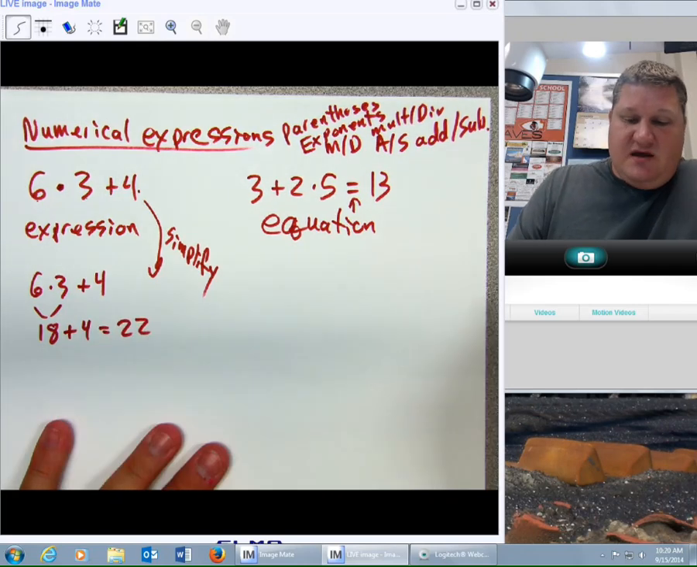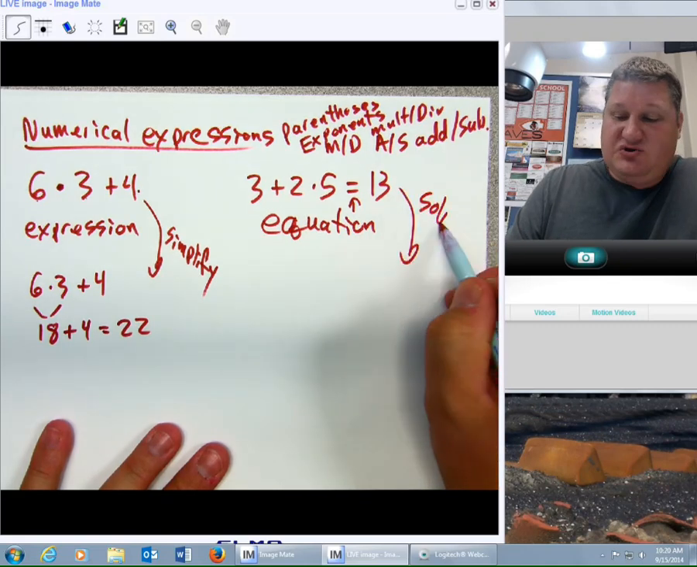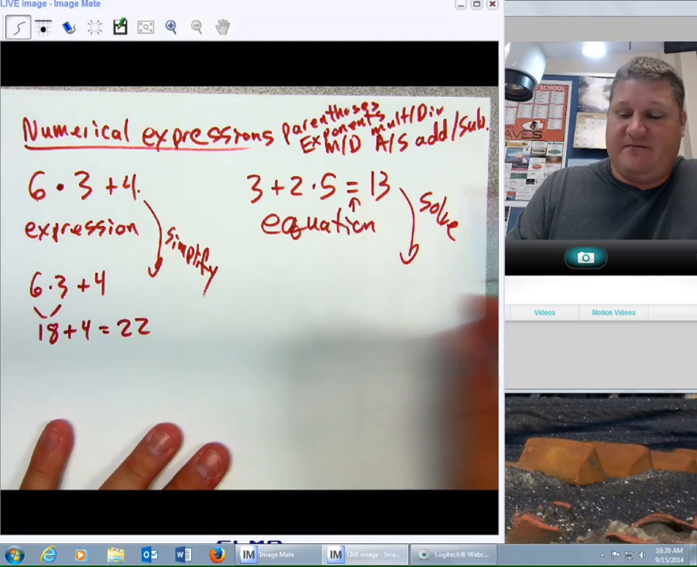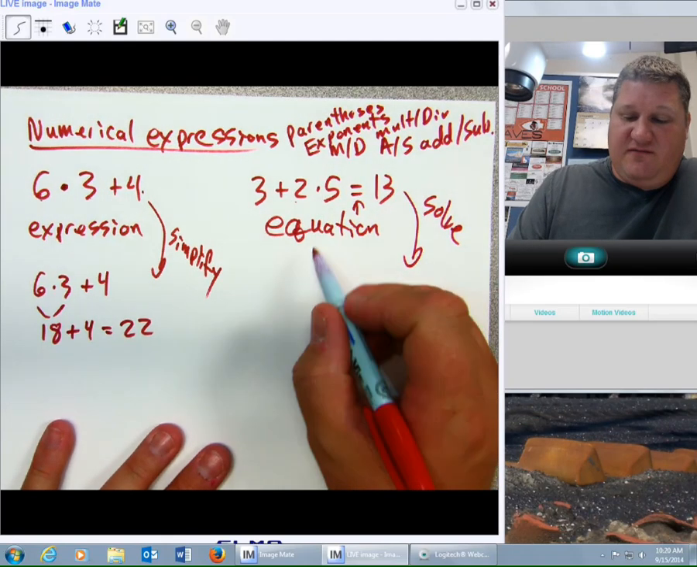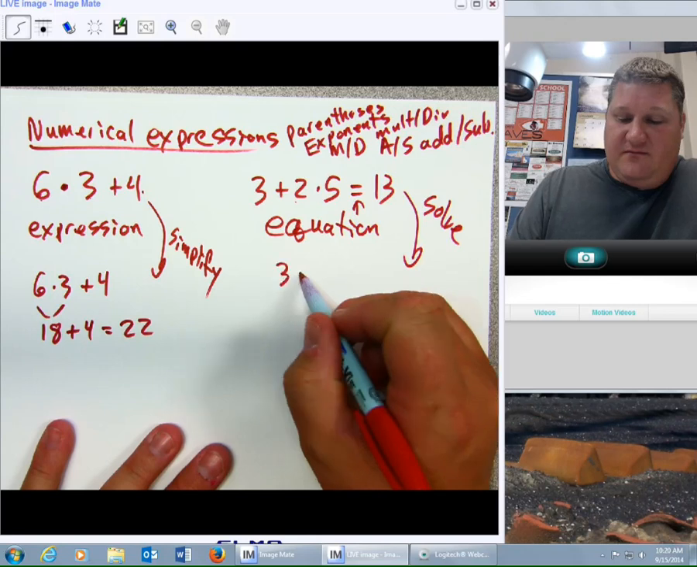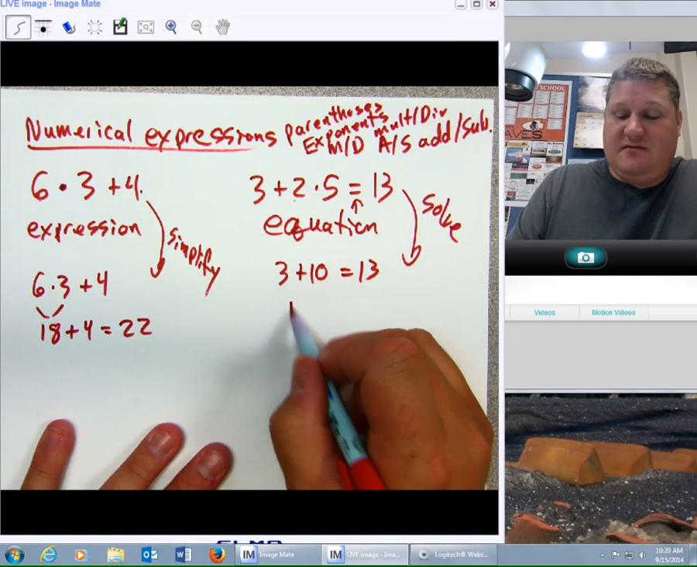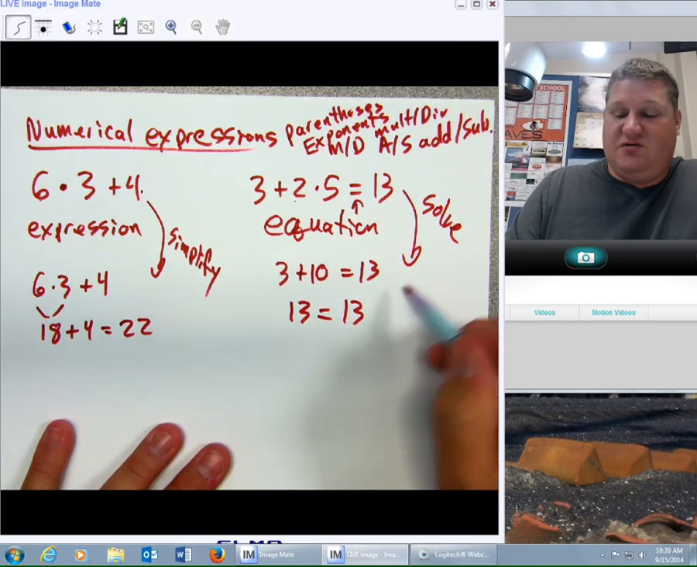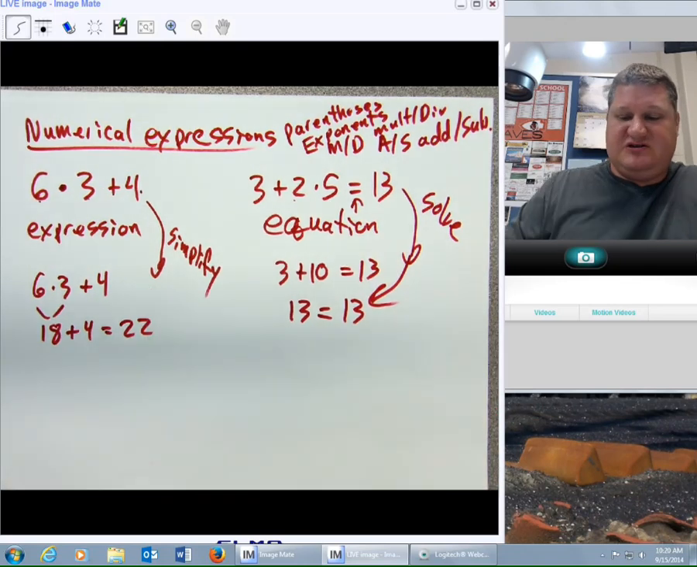Now, if I were having an equation, I would actually solve. But I can't solve an expression, I can only solve an equation. In this case, I can say 2 times 5 is 10. And now I can say 3 plus 10 is 13. 13 equals 13. We have solved the problem as opposed to simplifying an expression.